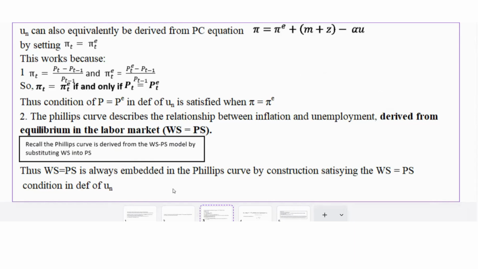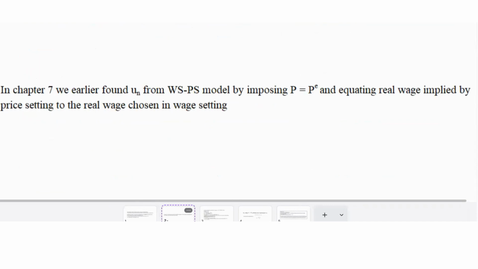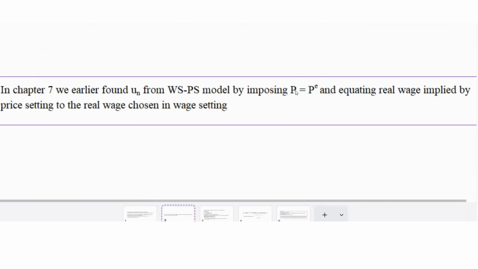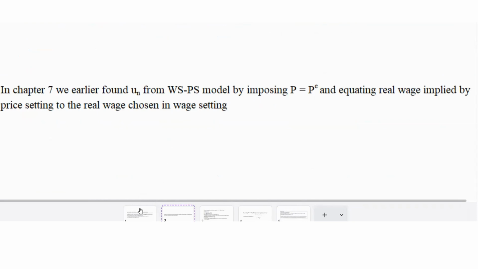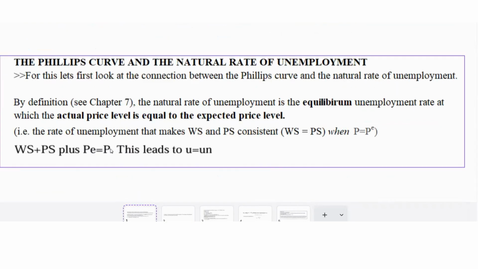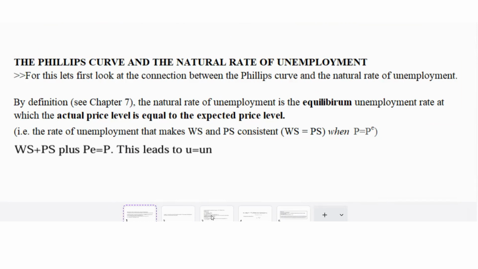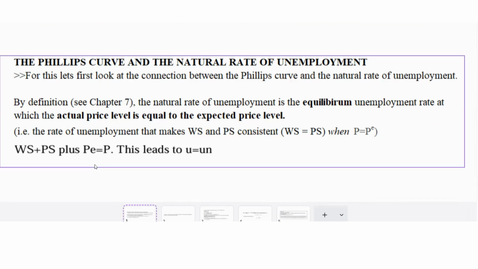The way we earlier found UN is that we set P equal to PE and equated WS to PS. There are two conditions: P equals PE, plus WS equals PS. Both of these conditions are satisfied when you set pi t equal to pi e t in the equation of the Phillips curve, giving you the natural rate of unemployment.